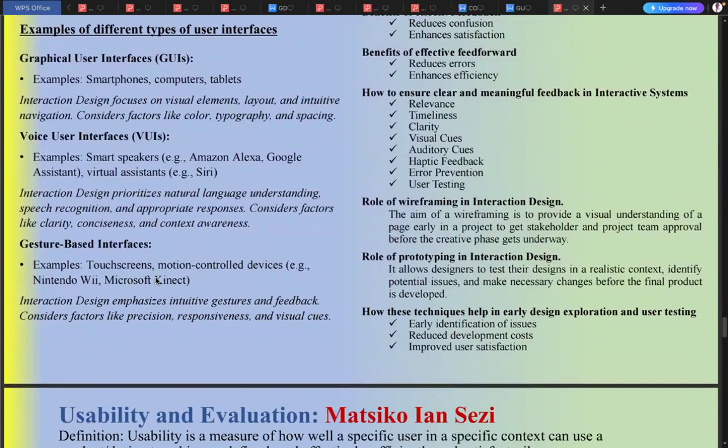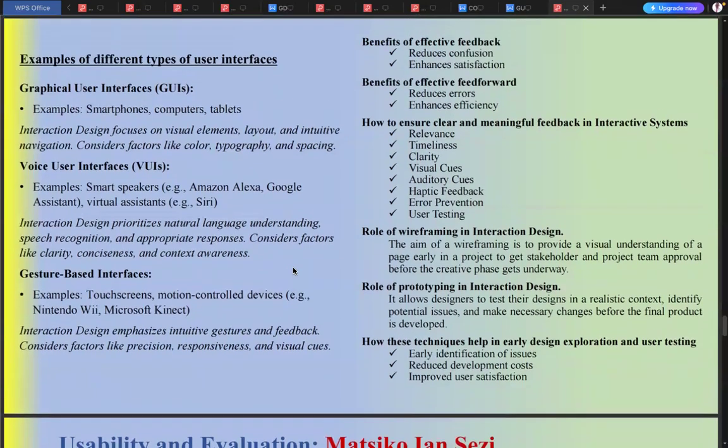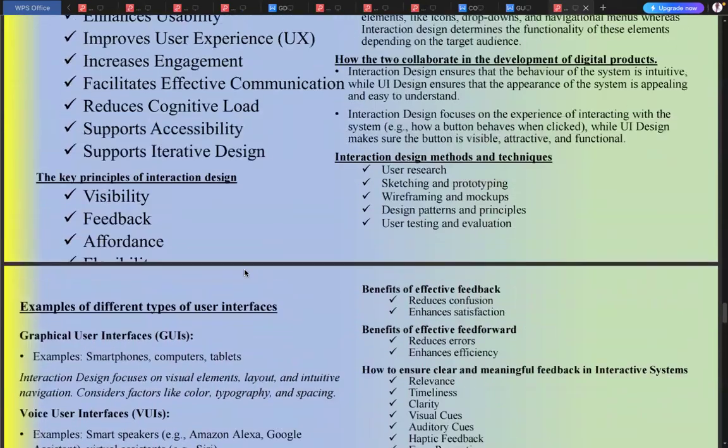And then the third one is gesture-based interfaces. For example, the touch screen, motion control devices, and so on and so forth. So interaction design under gesture-based interfaces emphasizes intuitive gestures and feedback. If I make a gesture, for example, into a camera, it will be in position to detect and understand what I mean. For example, if I'm waving because I want the door to be opened, it should be in position to clearly interpret and understand what I mean.